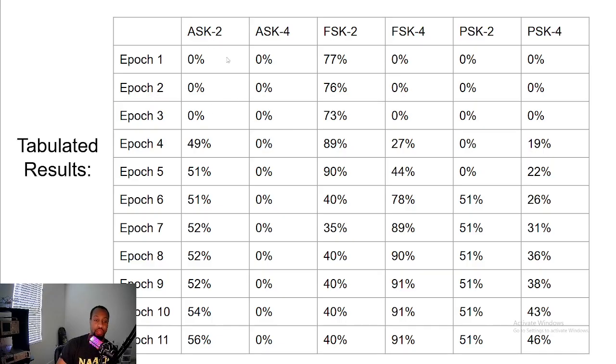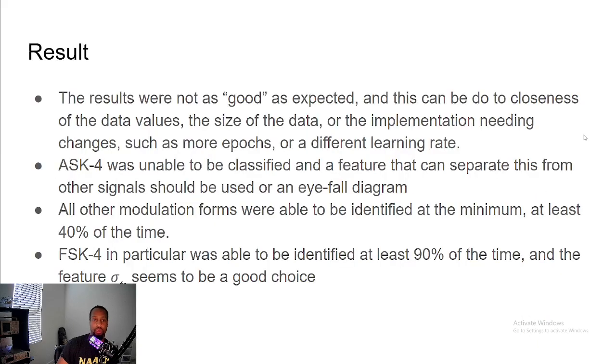So here you'll see ASK2 going to 56%. ASK4 stayed steady, so the weights were not being updated, or they were being updated too slowly potentially for the amount of epochs I ran. FSK2 decreased for some reason. It started off high, but then went low. FSK4 increased, PSK2 increased, and PSK4 increased. So the results weren't as good as I expected.